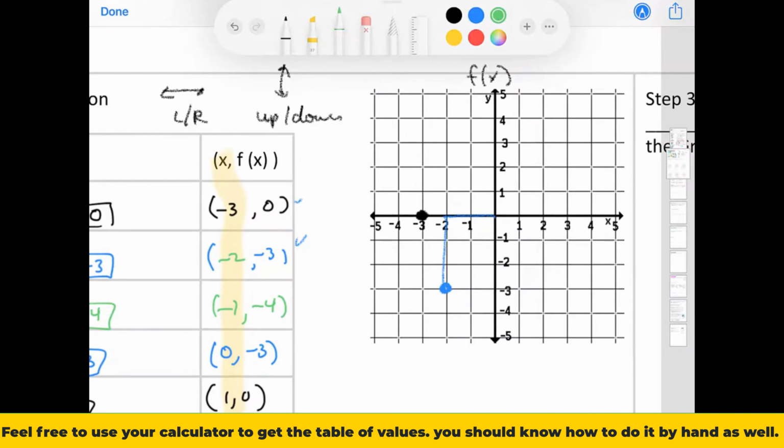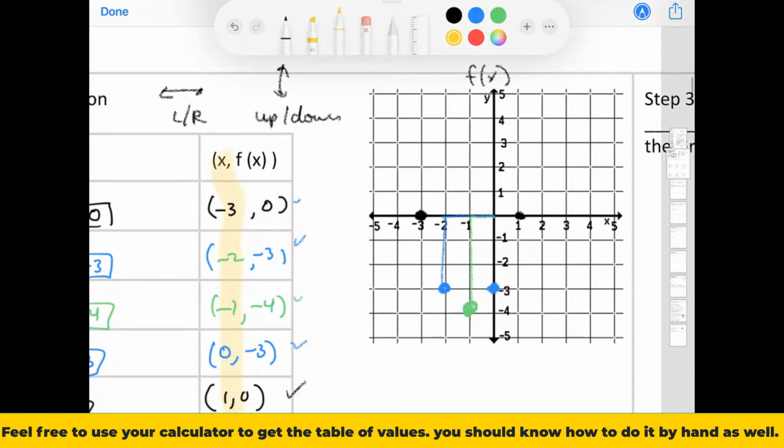Okay, so we did this one. Now let's do this green one. Negative 1, negative 4. So negative 1 on the x-axis, so that would be left 1, and then negative 4 would mean down 4, so right there. And then let's do the blue one, 0, negative 3. On the x-axis, it's at 0, and then you're going to go down 3. And the last one, 1, comma, 0, so that'll be right 1, and then stay, or 0 on the y-axis, okay? Let's pick a nice color.